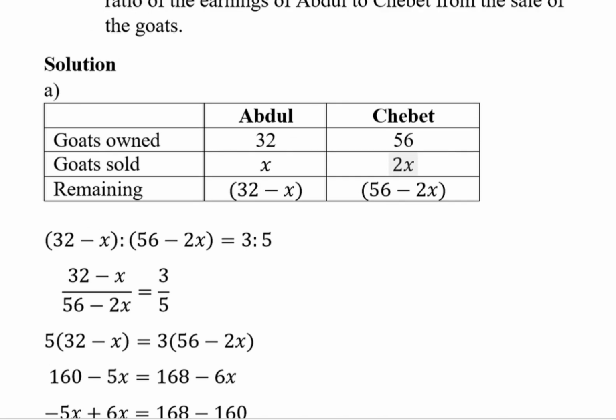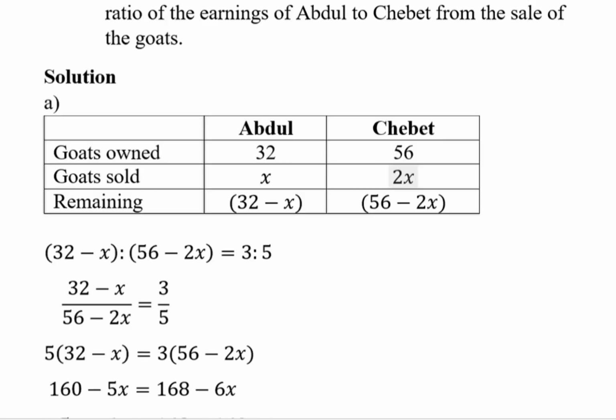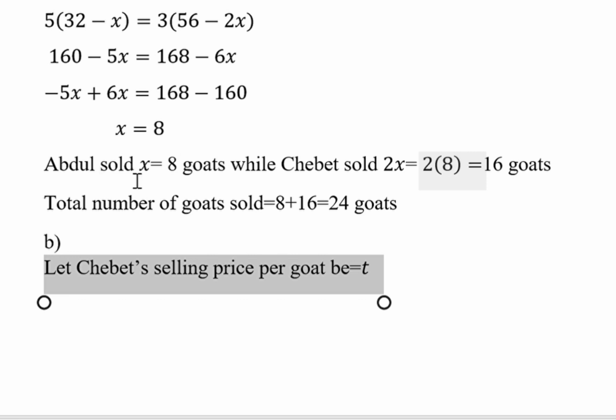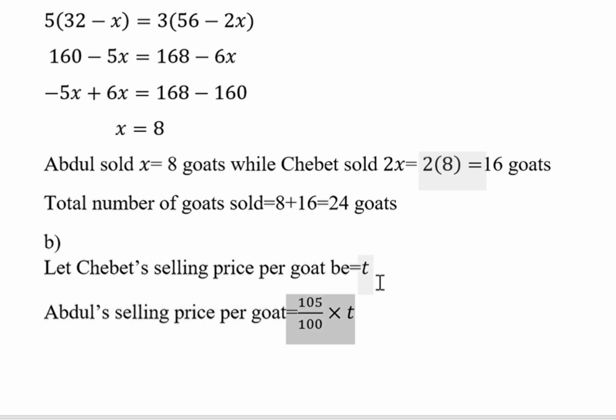Then we are told Abdul's selling price was 5% higher. Now, this one represents 100%. That means Abdul's selling price will be 105% of this. So Abdul's selling price will be 105 over 100 of this T, and that is 1.05T. So Chebet's selling price is T, Abdul's selling price is 1.05T.